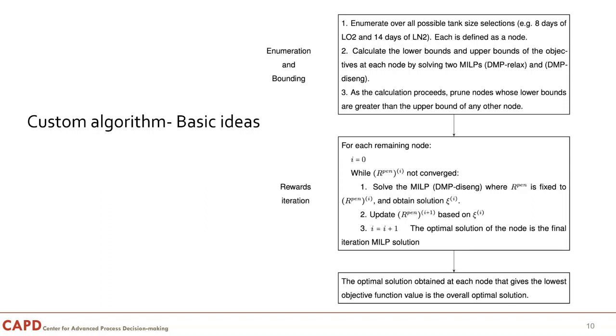And as the calculation proceeds for each node, we can prune nodes whose lower bounds are greater than the upper bounds of any other node. So now we'll only have a few nodes left for the rewards iteration phase. And for each remaining node, we are going to iterate on this complicating variable we mentioned before until it converges. So the optimal solution of the node is the final iteration MILP solution. We still iterate through MILP models, and then the optimal solution is obtained for each node. And we determine that the overall optimal solution is the solution that gives the lowest objective function among all the nodes.